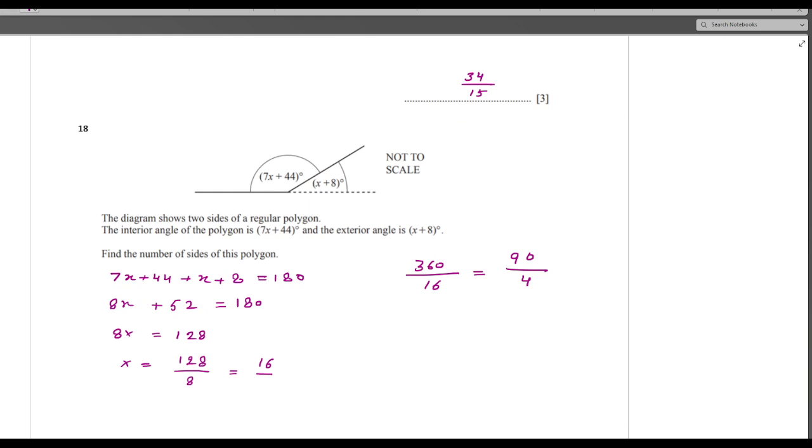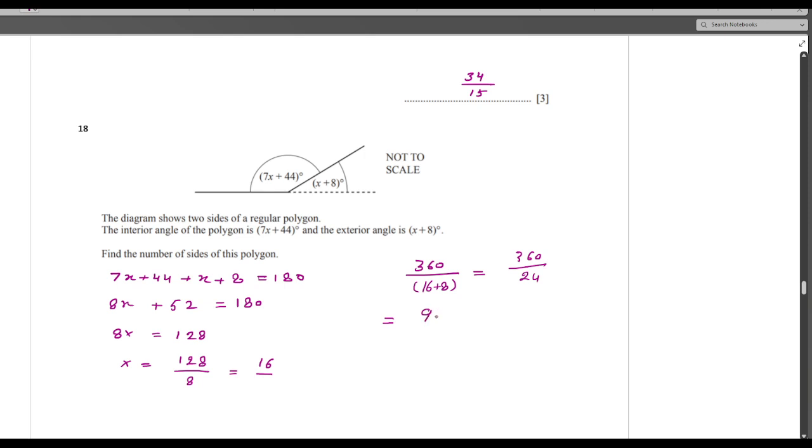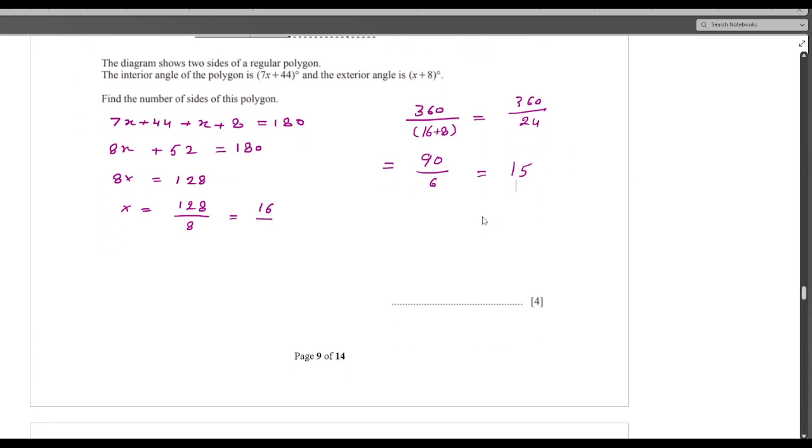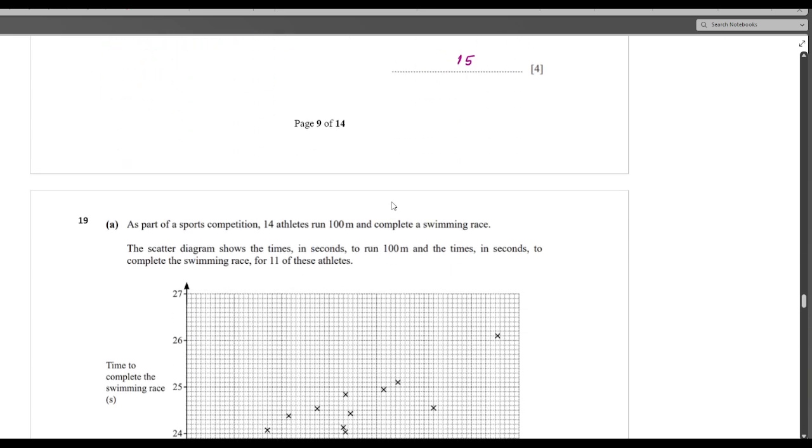The mistake is I have to divide by the exterior angle, not by 16. So the exterior angle is 16 plus 8, which is 24. So 360 divided by 24. With 4 I'm dividing: 4 9s are 36 and 4 6s are 24. Then I can divide by 6. 6 times 1 is 6, 6 5s are 30. So your number of sides is 15.